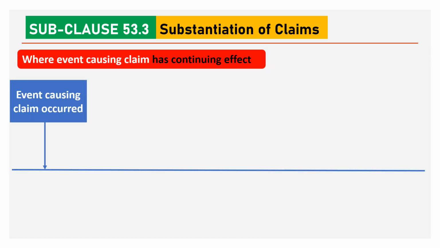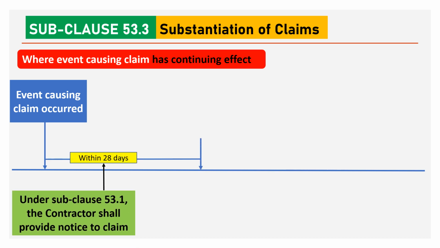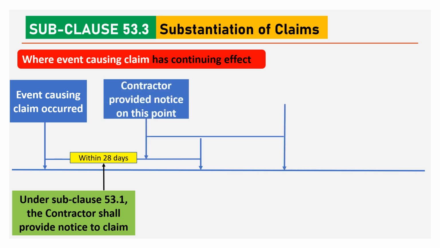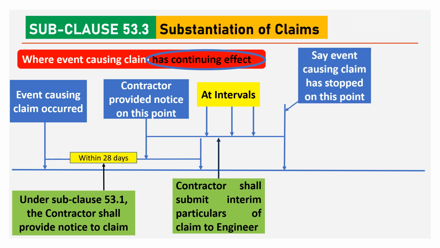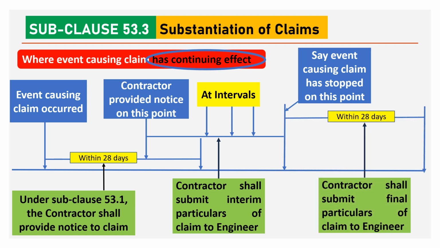The event causing claim has occurred at this point of time. Within 28 days under subclass 53.1, the contractor shall provide notice of claim to the engineer. Say the contractor has provided notice of claim at this point of time. Since the event causing claim has continuing effect, the contractor shall submit interim particulars of claim to the engineer at different intervals as required by the engineer. Say the event causing claim has stopped at this point, so within 28 days the contractor shall submit final particulars of claim to the engineer.